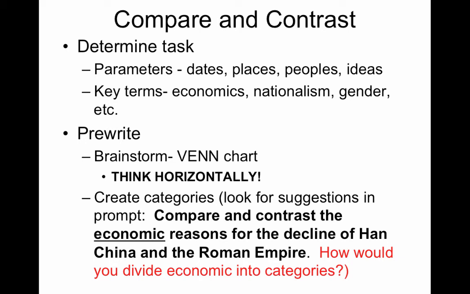I will put a list of task-directed words that come up in history on the website as well, but for our purposes on Tuesday, we'll definitely be doing a compare and contrast. Think about the parameters. Are there dates, places, peoples, anything mentioned in the question that will keep you on track so that you don't go off topic? And then, of course, key terms, words like economics, nationalism, gender roles. Those will tell you what your body paragraphs are about if they're present.